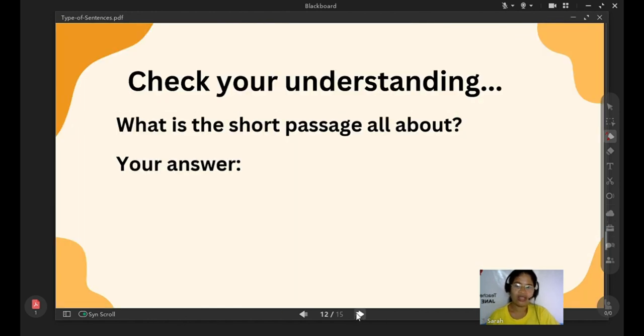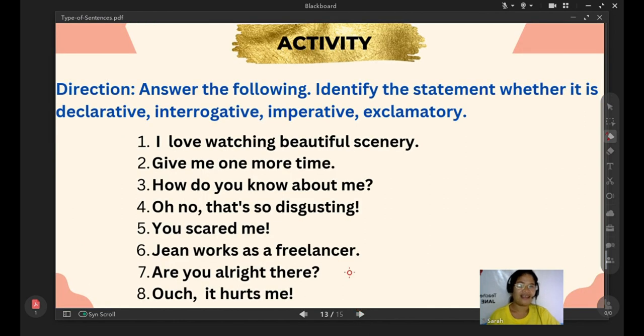Okay. What is the short passage all about? It's all about a diamond necklace borrowed by Matilda. Okay, here is an activity. Answer the following and identify whether the statement is declarative, interrogative, imperative, or exclamatory. Number one. Please read and answer.